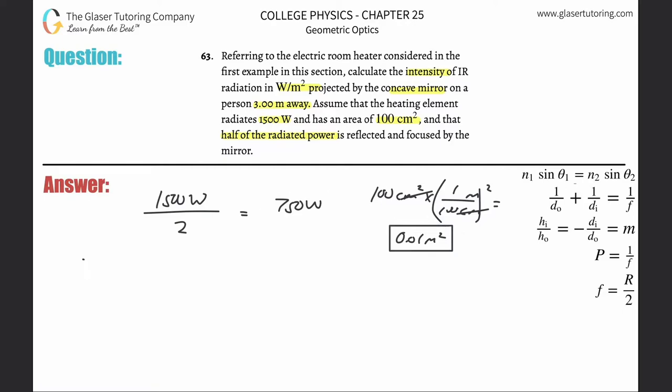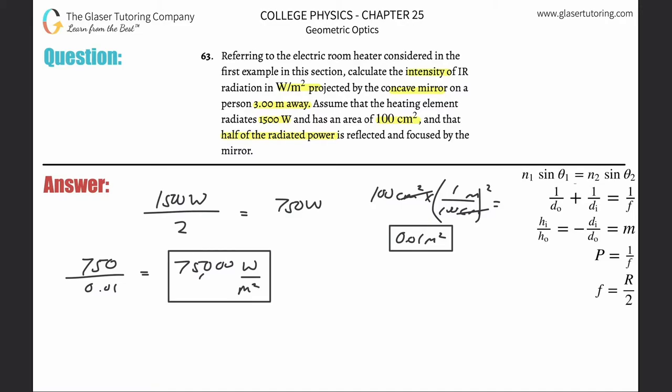So this would be 750 watts over 0.01 meters squared. That works out to 75,000 watts, or 75 kilowatts per meter squared. All right, but now we have to try to focus this on a person that is 3 meters away.